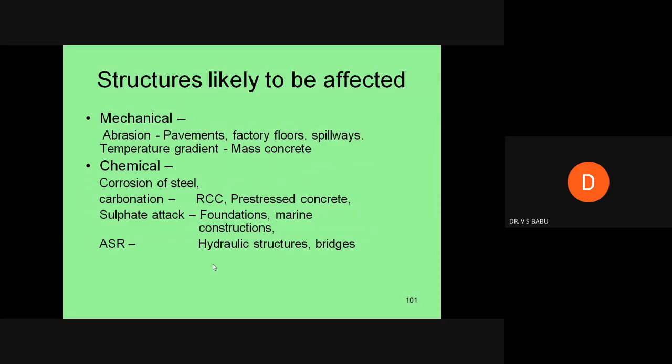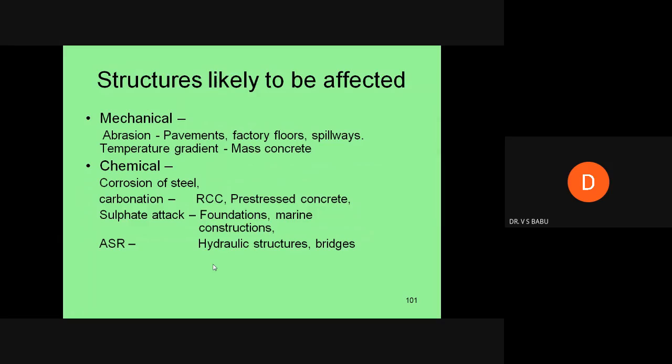Next, structures likely to be affected. What are the various structures likely to be affected? Abrasion, pavements. Concrete pavement, generally what happens here? Suppose road rollers, military tankers and steel wheeled bullock carts are going on the road. Some bullock carts are provided with steel surfaced wheels. If the bullock cart has a steel ring at the outer surface of the wheels, what happens? Because of that, the pavement will be abraded. That means it is eroded.